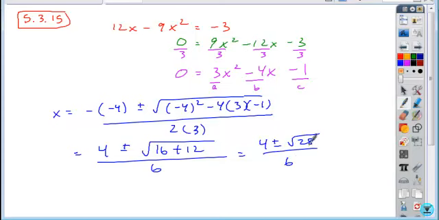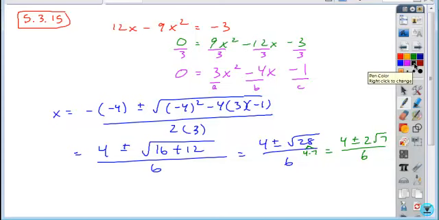When you look at this 28, are there any perfect square factors you can remove from 28? It's equivalent to 4 times 7, so you can remove the square root of 4, it comes out as a 2. The 7 stays a factor inside the radical, all over 6. And so now, how do you simplify this number?